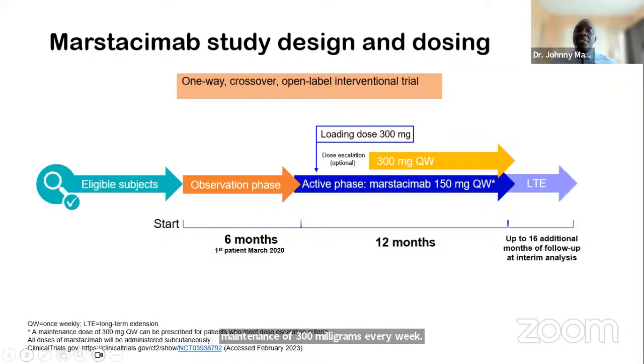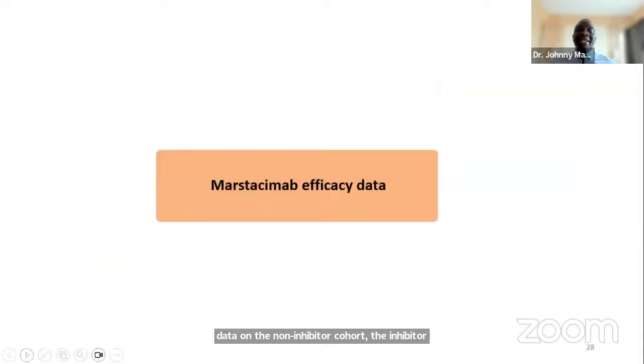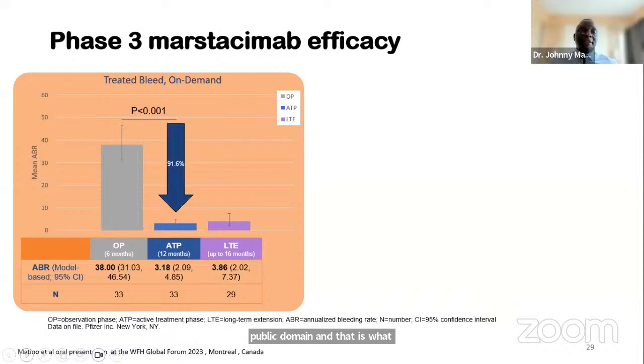And of course, all the patients then participated in the long-term extension, which is currently ongoing and is expected to last for at least a period of 16 additional months. It will be interesting to see the long-term data. I will present some of that long-term data here, at least a short version of the long-term data. The data I'm going to present, perhaps to emphasize, is data on the non-inhibitor cohort. The inhibitor cohort, in fact, will be presented at some stage later. The non-inhibitor cohort is the one that is currently in the public domain, and that is what I'm presenting at the moment. Let's start off with the efficacy data.